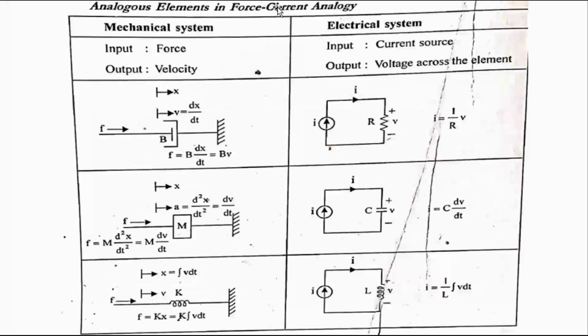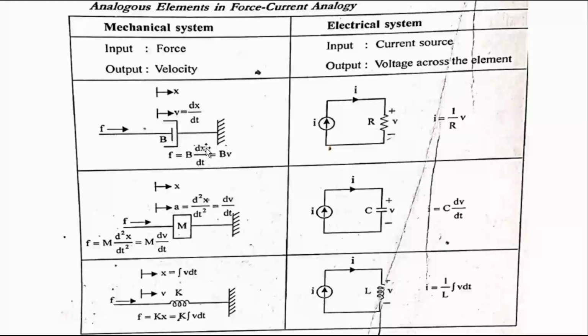Then analogous element in force current analogous. Now compare the mechanical system with the current equations of the electrical system. First of all, compare the damper element of the mechanical system. Consider the damper element. The formula is F is equal to B into dx divided by dt.